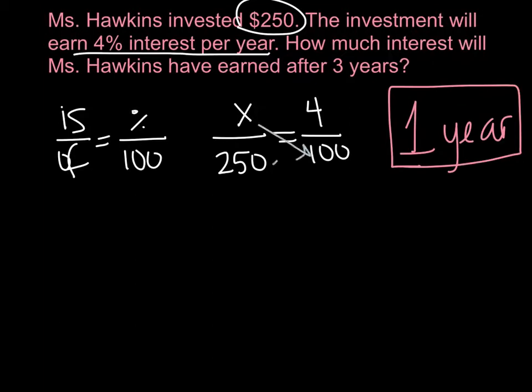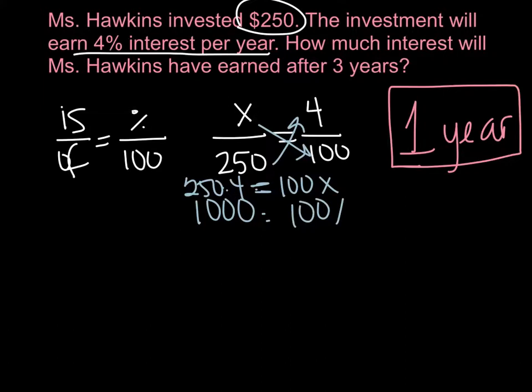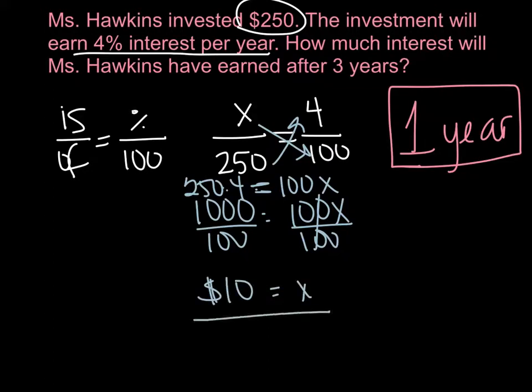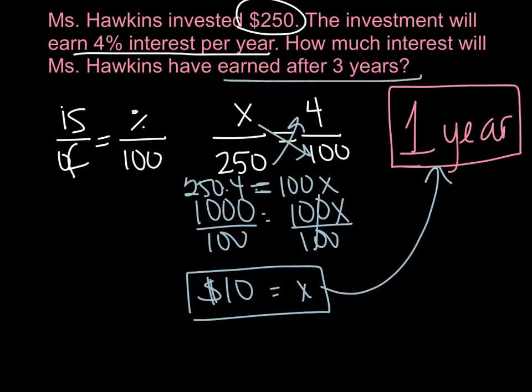So that's what's really important to remember. So cross multiply and divide. 250 times 4 is going to be 1,000, which is equal to 100x. So when I take 1,000 and divide it by 100, I'm going to get $10. That's $10 for 1 year. Now go back and read the problem again. How much interest will Miss Hawkins have earned after 3 years?